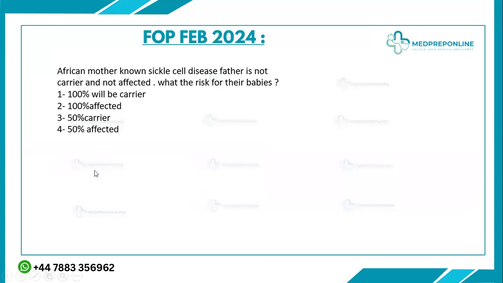Now the question which comes: African mother, known sickle cell disease. Father is not a carrier, not affected, what is the risk of inheritance? So simply we are going to apply the same thing which we discussed: the mother is known sickle cell, that means affected, the father is not a carrier, not affected. What is the risk for the babies? Different options are given: affected, carrier. So tell me, what will be the answer over here?